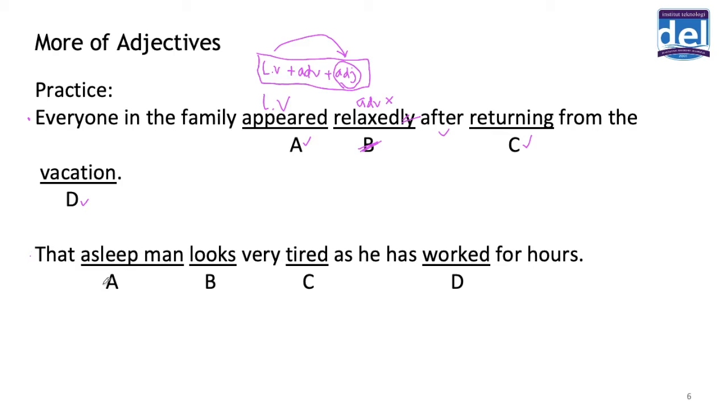The answer is A. Asleep is one predicate adjective, right? And as we learned earlier, a predicate adjective must not be followed by a noun. While in here we have a noun, man, so this one is wrong. Maybe instead of using asleep, you should use sleeping, that sleeping man. But either way, asleep man is wrong.